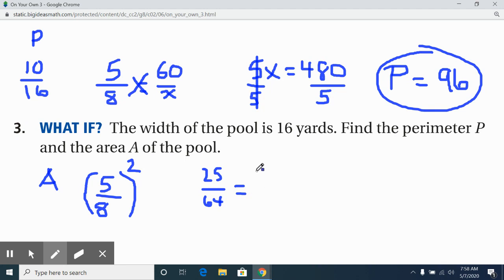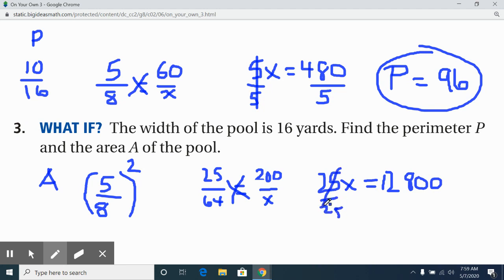The area in the last problem of the court was 200, and I'm finding the pool's area. Okay, so same thing, cross multiply. So 25x equals 200 times 64. That gives me 12,800. And I'm just going to divide by 25. 12,800 divided by 25, that's going to give me 512. Okay, so my area of my pool would be 512.